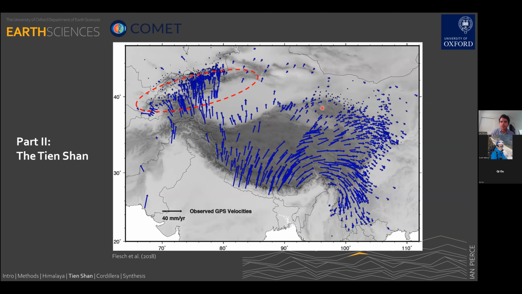The next stop on today's tour will go to the Tien Shan. The Tien Shan Mountains are also part of the Indo-Eurasian collision, but here we have high rates of deformation concentrated over 1,000 kilometers away from the main plate interface.